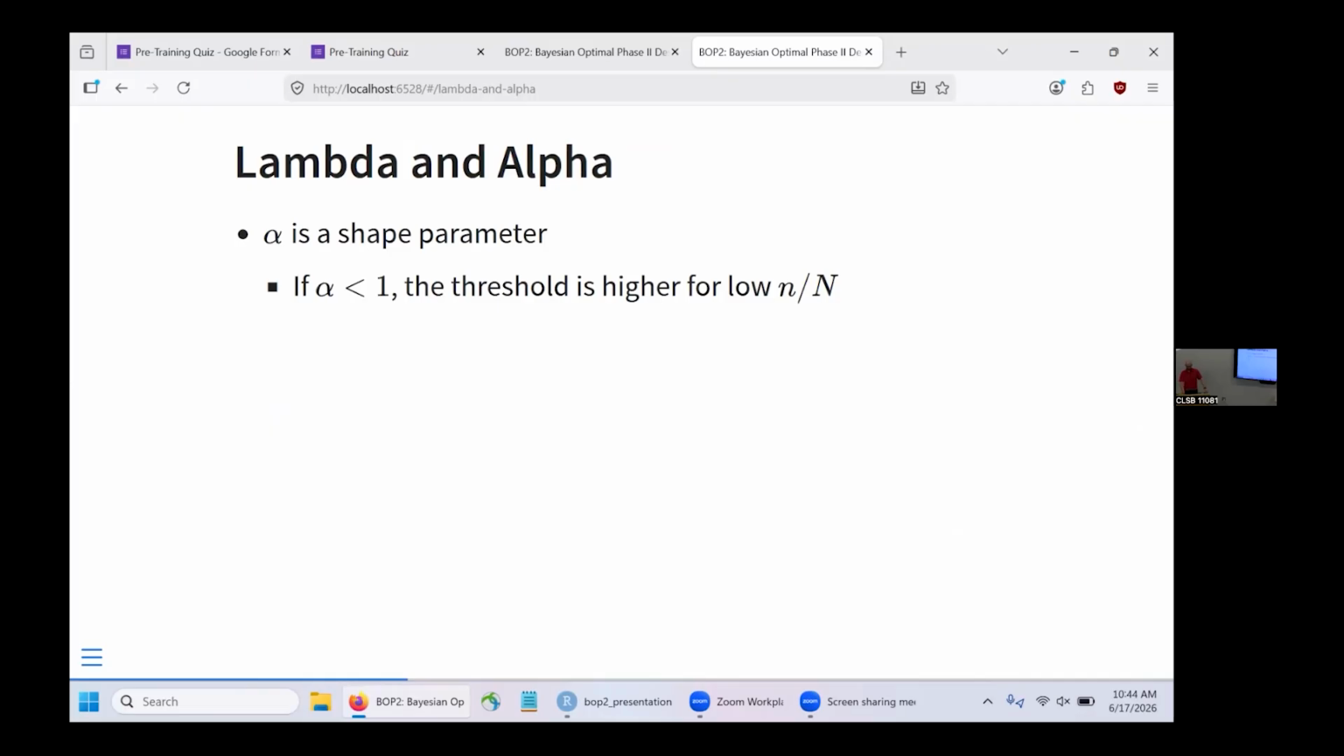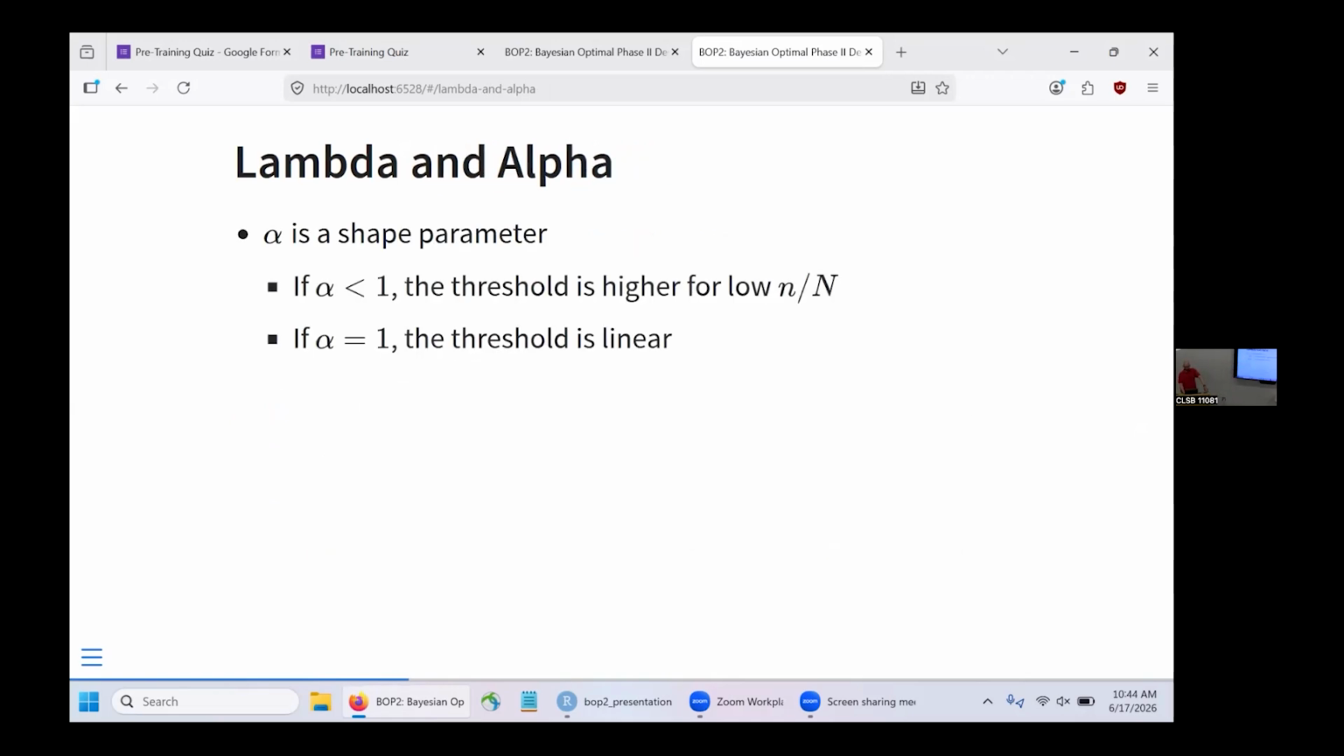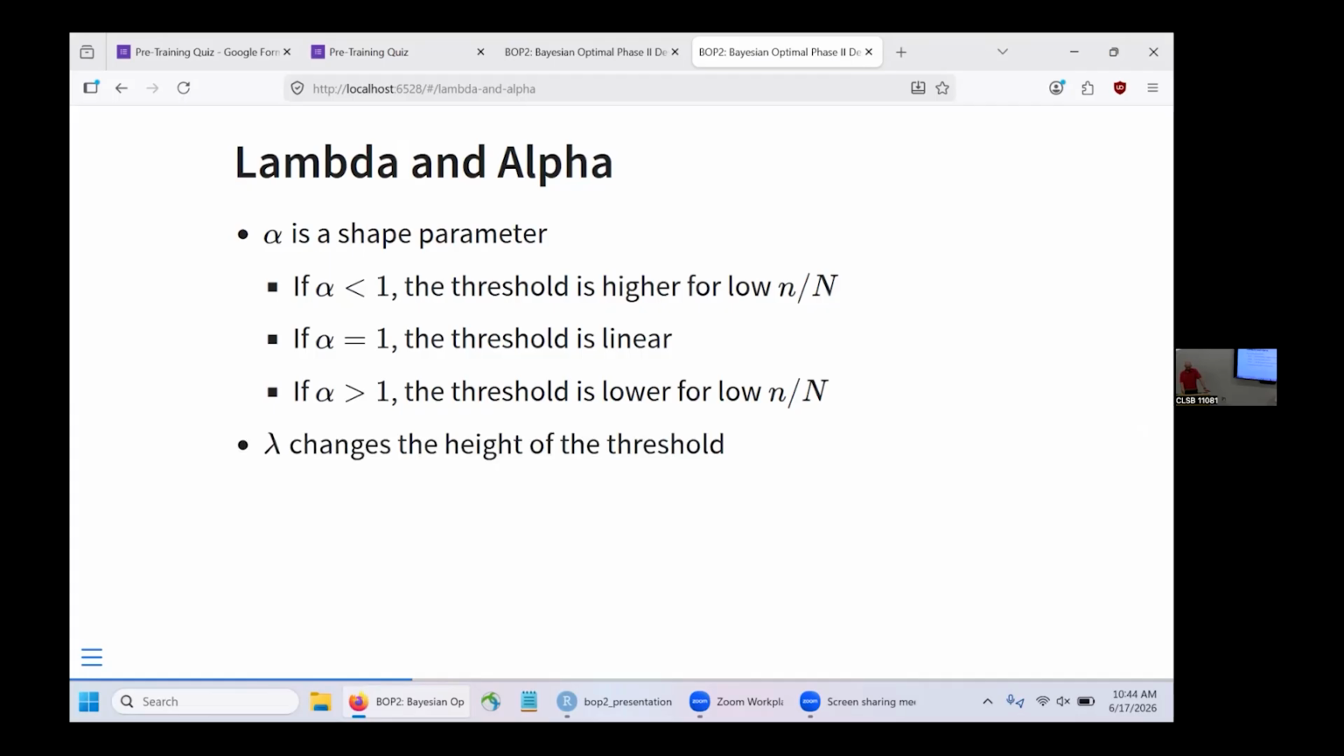If alpha is less than 1, the threshold is higher for low values of little n over big N. So here we have alpha less than 1, so we've yanked up the threshold for low values of little n. If alpha equals one, the threshold is linear. And if alpha is greater than 1, the threshold is lower for low values of little n over N. And then lambda is going to change the height of the threshold.